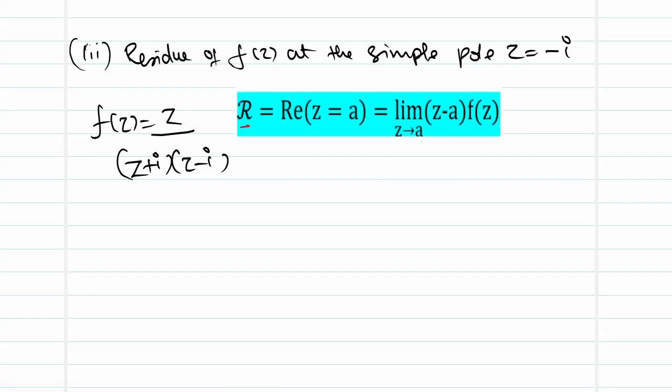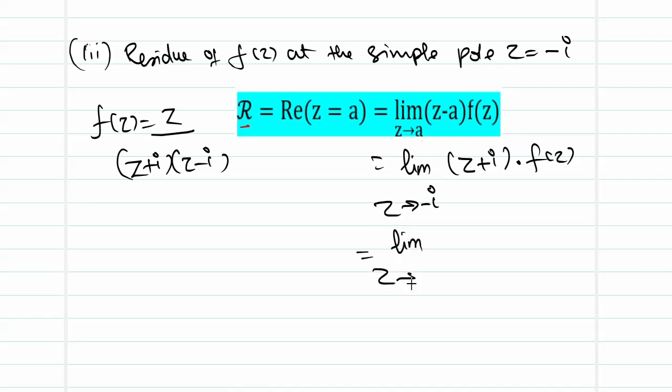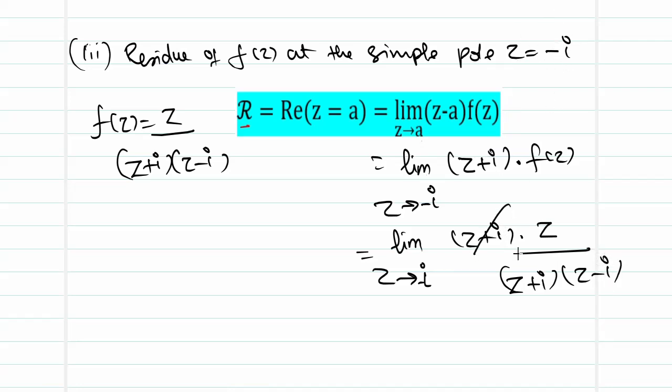So now we have this equal to limit z tending to minus i, z minus of minus i will become z plus i into f of z. Now copy paste your f of z: limit z tending to minus i, z plus i into z divided by z plus i into z minus i. Now the point at which we estimate the pole will automatically be cancelled off, leaving you with a substitution only for the remaining point. Now you can substitute the value minus i for all the points of z in the given function.